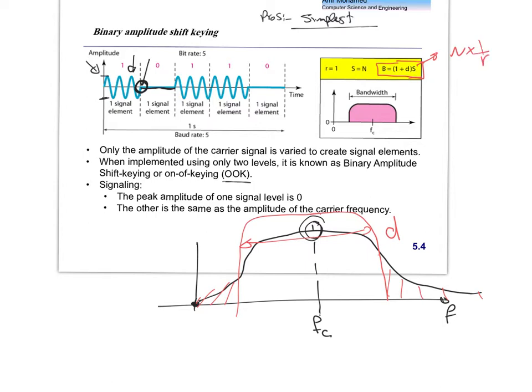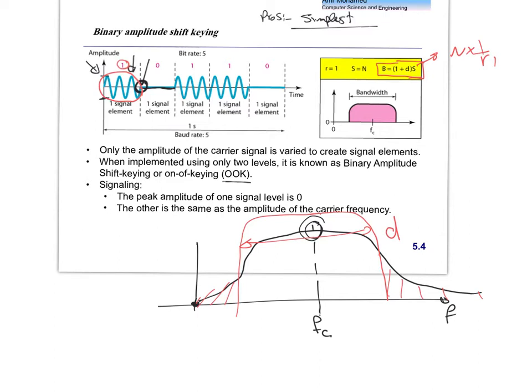So what's R in this case? R is the number of data elements, bits per symbol, divided by the number of signal elements. And here, this is one signal element, by the way. It's one symbol. We call it a symbol. So R is actually 1. Okay, so the bandwidth is actually 1 plus D times N.